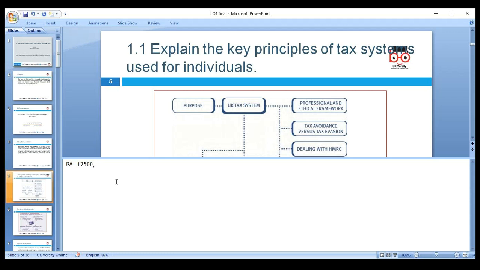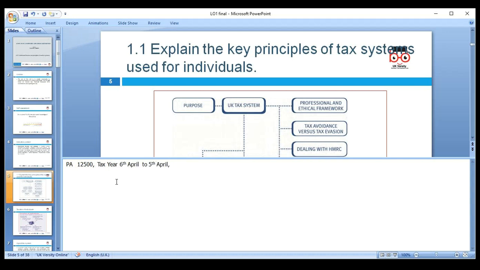12,500. So we have a personal tax every year. And when does our tax year start, we all know here. 6th of April to 5th of April. Sorry, 6th of April to 5th of April. Okay, good.